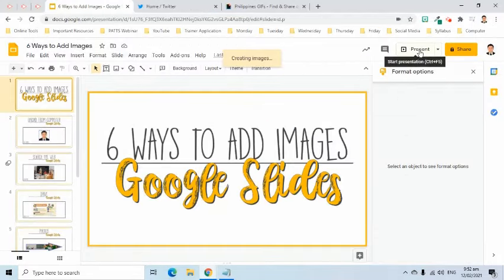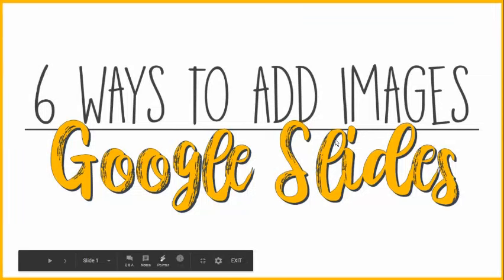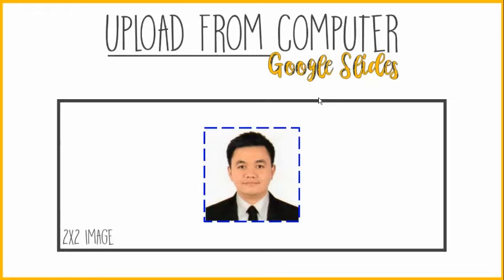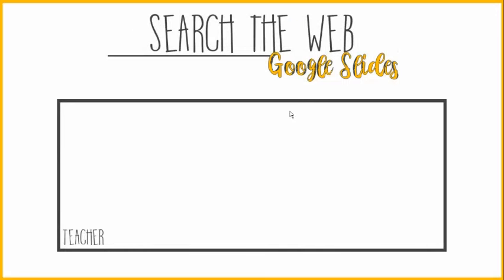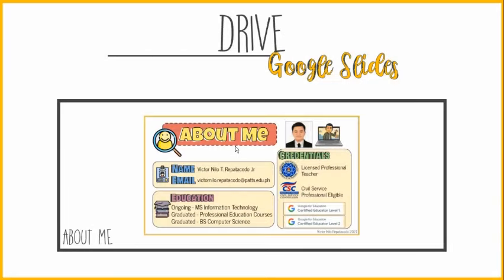I will press the Present button to recap all the things that I did on this demo. I uploaded an image from my computer and changed its border color, weight, and dash. I searched for the keyword teacher from Google search engine. Also, I added animations to it. I inserted an image that I got from my Google Drive. I adjusted its color too.